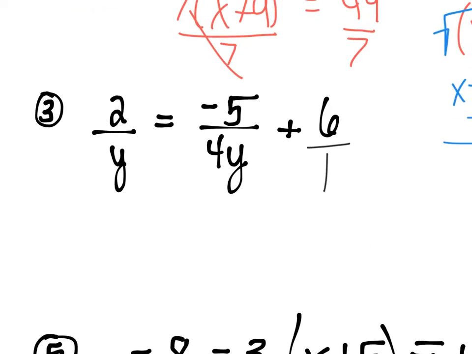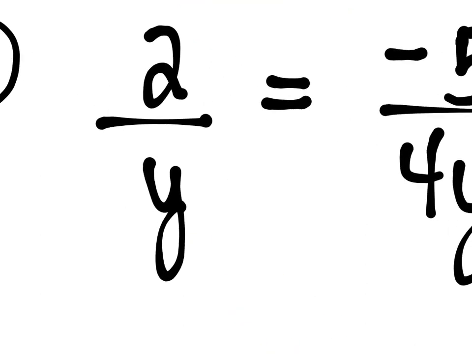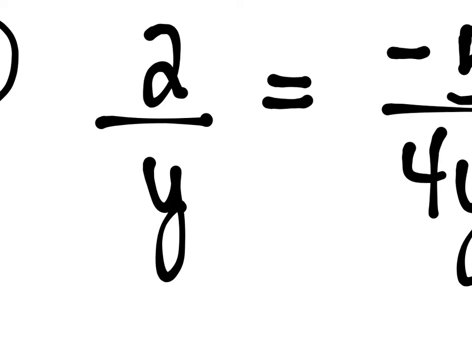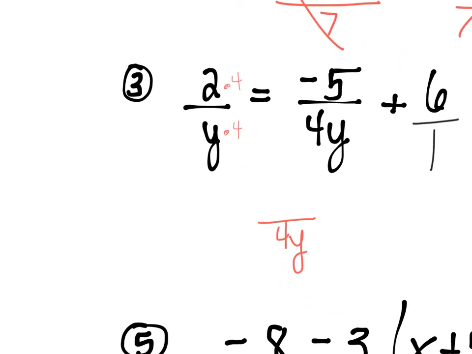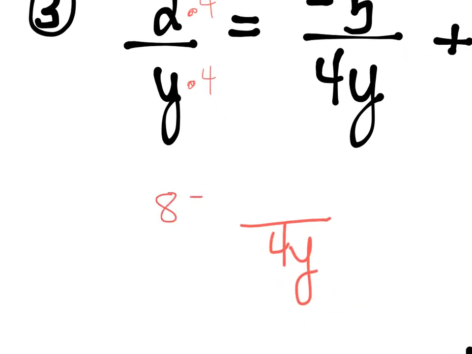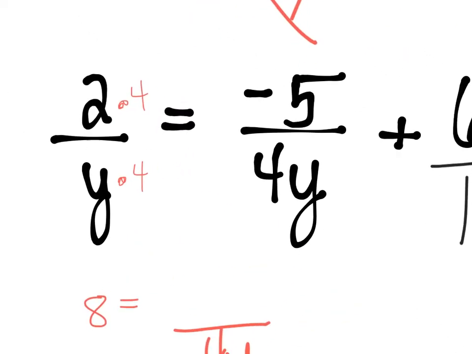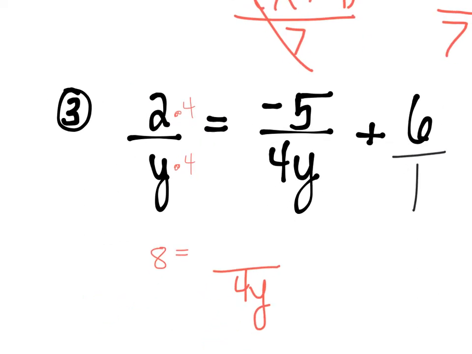So here's what we're going to do. We are just going to figure out what each thing needs and what it doesn't need, and then we can drop our bottoms. Meaning, if I want my common denominator to be 4y, what does this denominator have, and what does it need? It needs a 4. So if I multiply the bottom by 4, what do I do to the top? Multiply it by 4. So 2 times 4 is 8 equals. What do I have here? Do I need to do anything? No, we already have our 4y, so negative 5.